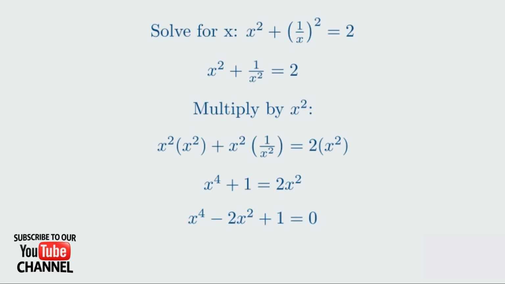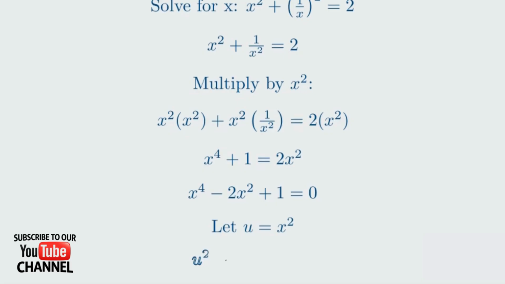At first glance, a fourth-degree equation might seem intimidating. But take a close look at the pattern of the exponents. We have x to the fourth, x squared, and a constant. This pattern hints that we can use a substitution trick. Let's let a new variable u be equal to x squared. If u equals x squared, then u squared would be equal to x squared squared, which is x to the fourth. Substituting this into our equation, we get u squared minus 2u plus 1 equals 0.